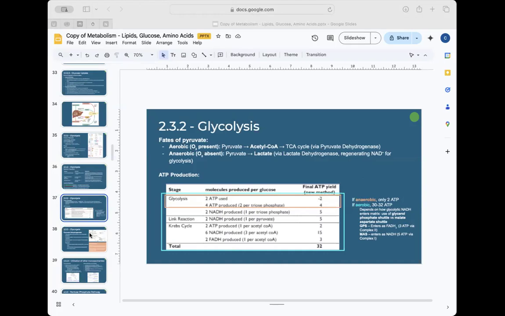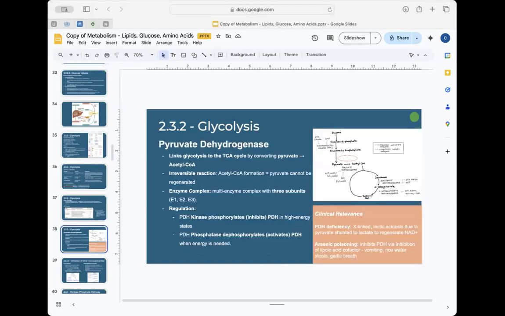Fab. Let's zoom in a bit more on pyruvate dehydrogenase then. So the enzyme that links glycolysis to the TCA cycle, and that's where I leave you guys to go to someone else. So it's a multi-enzyme complex that converts pyruvate to acetyl-CoA, and this step is irreversible. So once it's in, there's no going back. And PDH is regulated by energy state. So when ATP is high, PDH is phosphorylated and turned off. When energy is low, it's dephosphorylated and activated.